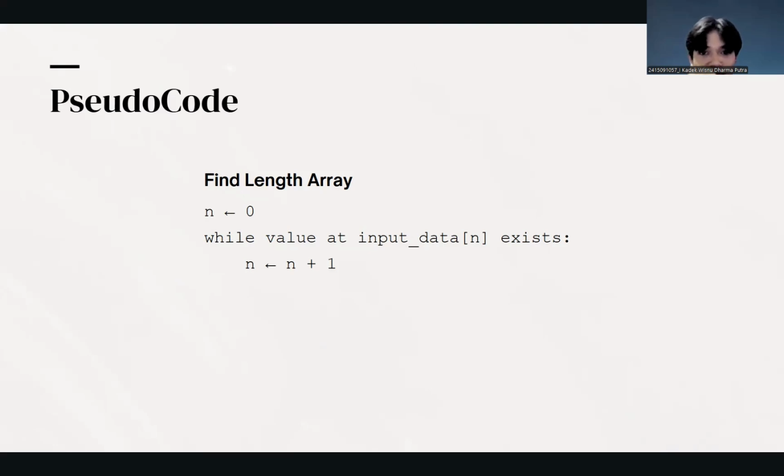The first step of counting sort is to find the length of the array. How can we find the length of the array? We can create a new variable. In this case, we create the n variable with a value of 0. We use a while loop with the condition: if the input data at index n exists, then the variable n will be added with 1. So, next.